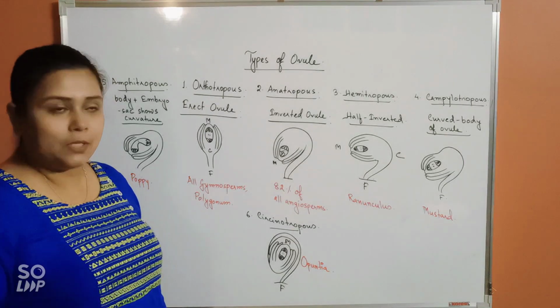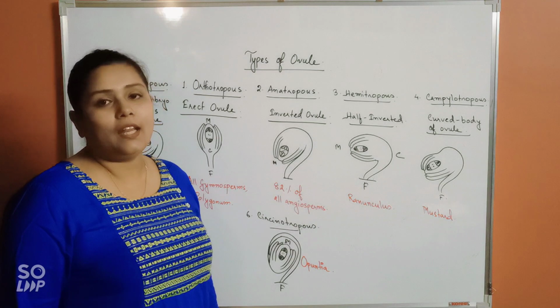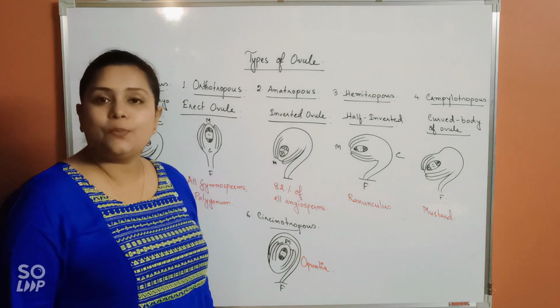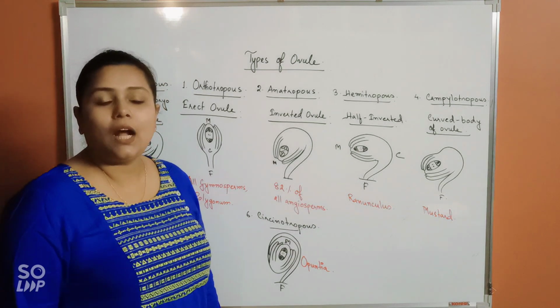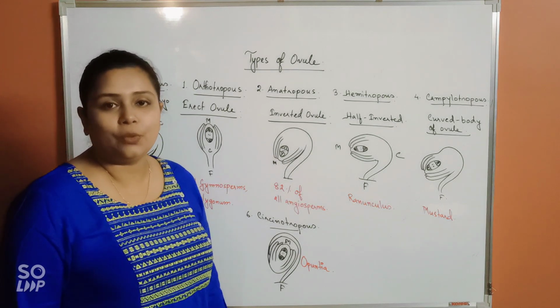So hope I have been able to make everything clear to you all. This is for today's class. In the next class we will start with Megasporogenesis, where we learn how a well-developed embryo sac will be formed inside the ovule. Thank you.